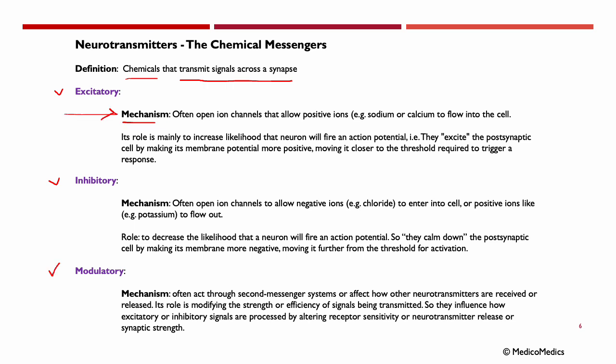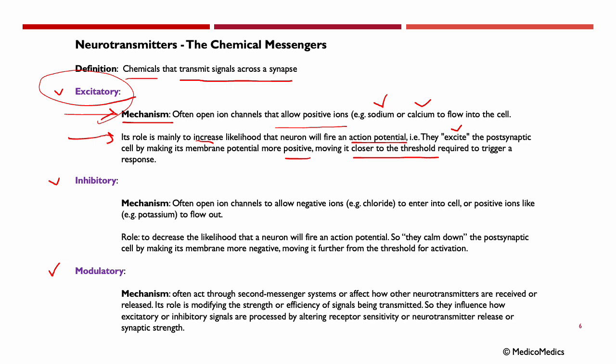Now, the excitatory, their mechanism is often to open ion channels that allow for positive ions to flow into the cell, like sodium or calcium. The role of excitatory neurotransmitters is mainly to increase the likelihood that neurons will fire an action potential. Just as the name suggests, they excite the postsynaptic cell by making its membrane potential more positive, moving it closer to the threshold required to trigger a response.